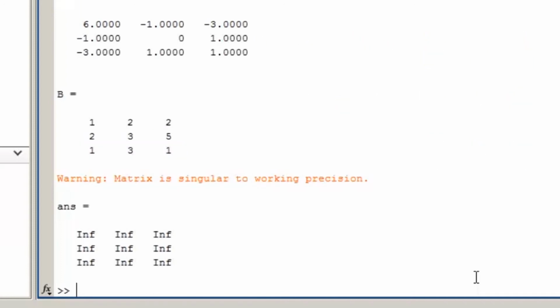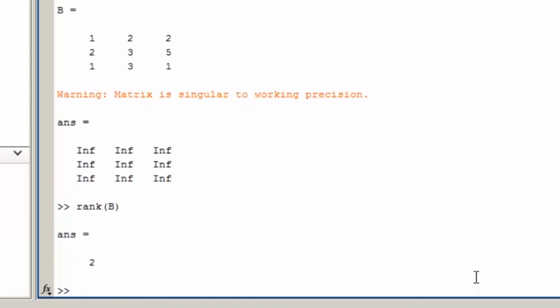The rank of a matrix is the number of independent rows, and for a matrix to be full rank, its rank has to be the same as the number of rows. To check the rank of the matrix B, I can type rank of B. The rank is 2, and the matrix has 3 rows, so the matrix is not full rank and it can't be inverted. Now I'll check the rank of the previous matrix A.